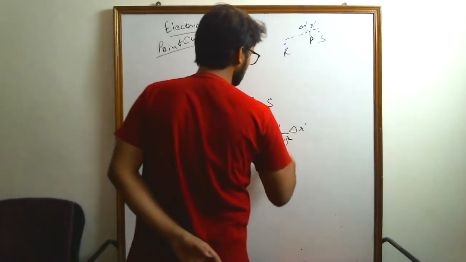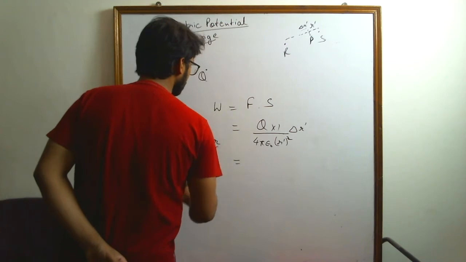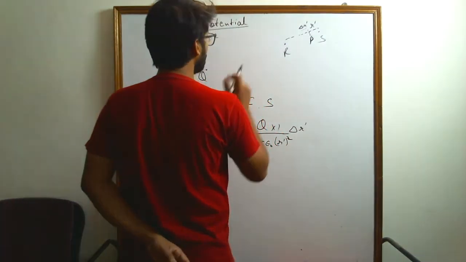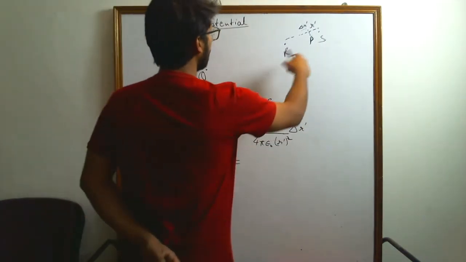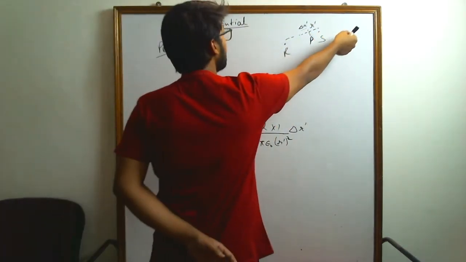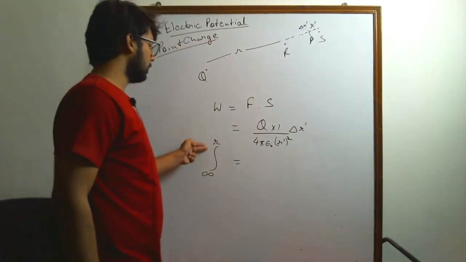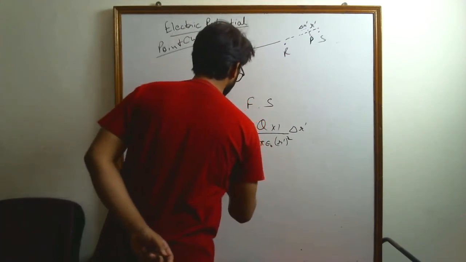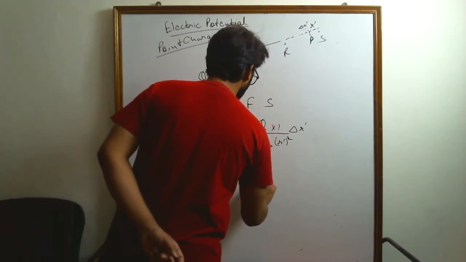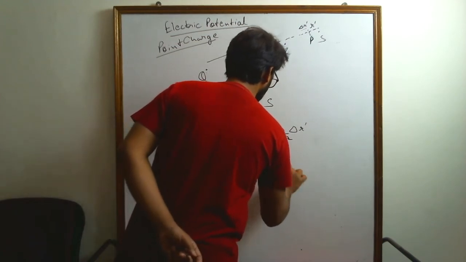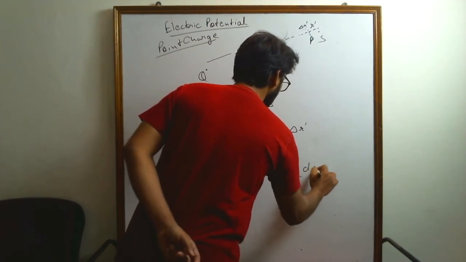Once we have that, we'll just integrate it. Now integrating this from infinity to R, because I'm bringing it from infinity till this place R. This is W. This will be equals to the integral from infinity to R of Q upon 4 pi epsilon R dash square dr dash.